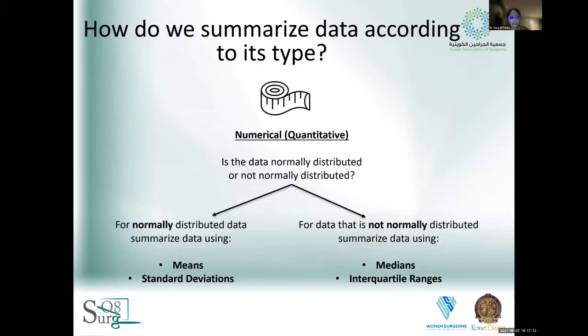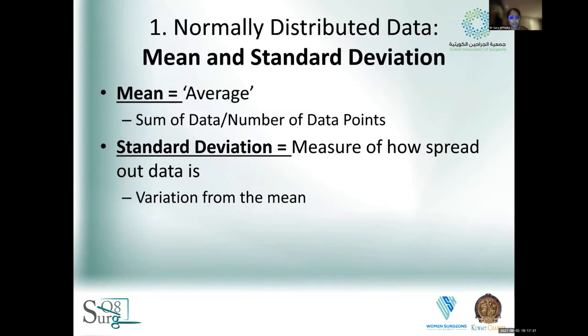So how do we summarize data according to its type again? We decide if it's normally or not normally distributed. If your data is normally distributed, we use means and standard deviations. If it's not, we use medians and interquartile ranges. For normally distributed data, we said mean and standard deviation. I know this is very simple, but mean is just the average, which is the sum of your data divided by the number of data points.